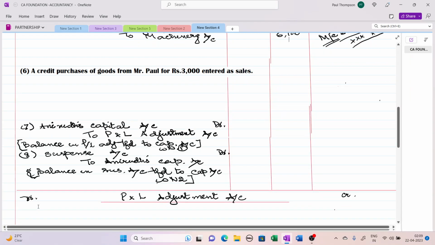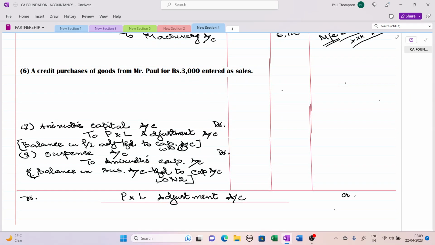Now coming to the next item, a credit purchase of goods from Mr. Paul for rupees 3,000 entered as sales. Instead of entering in the purchases book, it has gone to sales book. So what is the right entry? The right entry that I should write is purchases account debit. Okay, it is a credit purchase, so I should credit the giver. The giver is Mr. Paul's account. So I have to credit the Paul account with 3000 rupees.